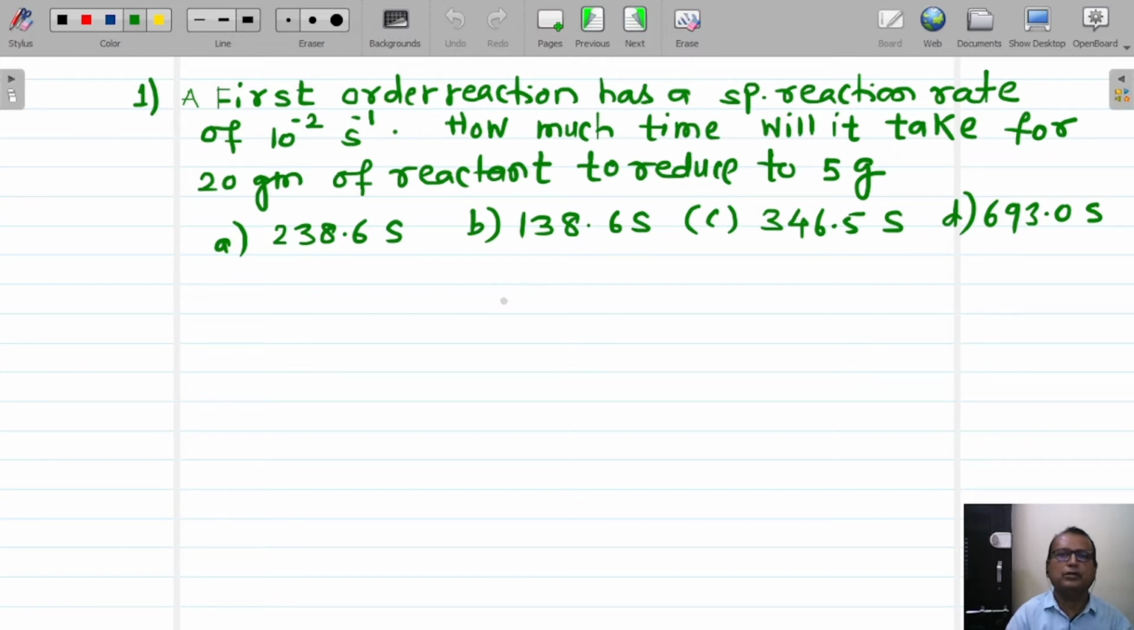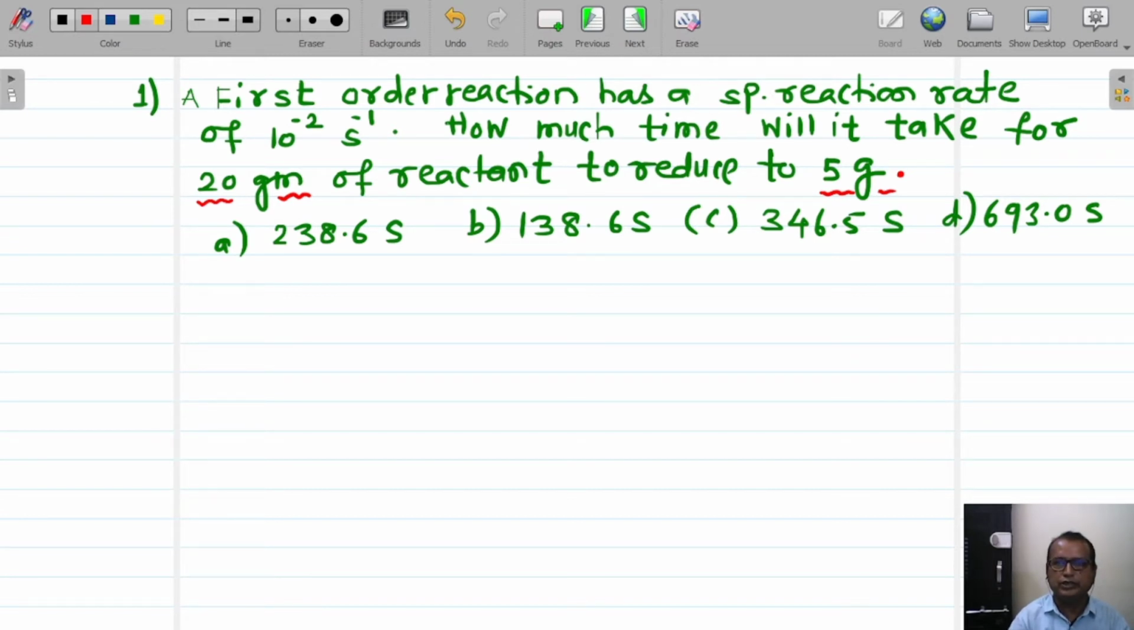My next problem for chemical kinetics is given. A first order reaction has a specific reaction rate of 10 raised to minus 2 per second. How much time will it take for 20 gram of reactant to reduce to 5 gram? 20 gram reduces to 5 gram. It is our problem.